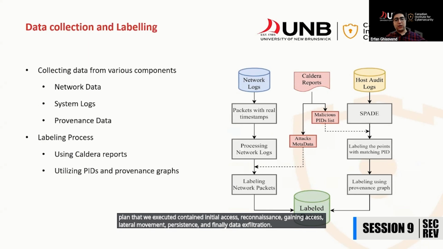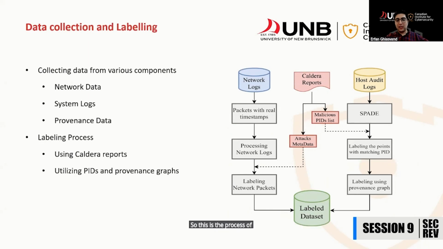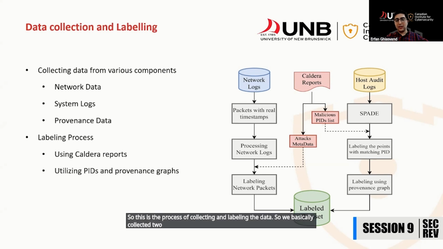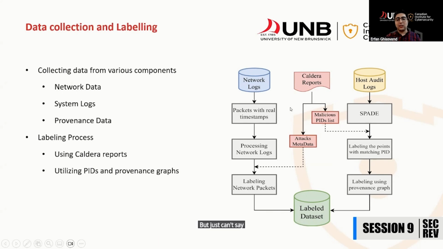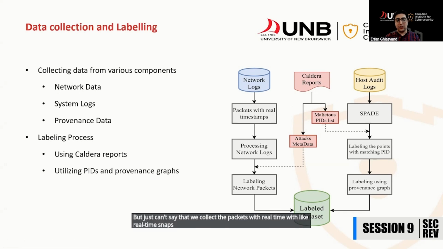So this is the process of collecting and labeling the data. We basically collected two types of data. We collected network data and collected system host logs. For the network logs, my colleagues talked about how we can use network logs to detect different types of attacks, so I'm not going to go through that in detail. But I can just say that we collect the packets with real-time stamps, and we are also collecting host logs.